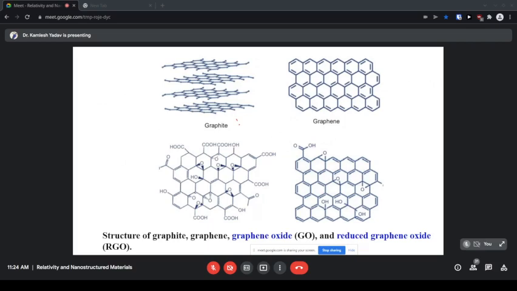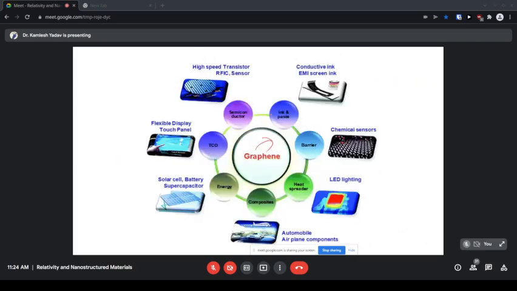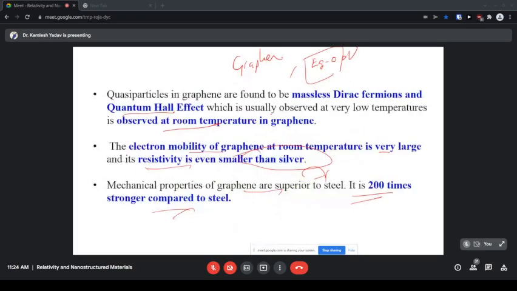Therefore, this is the graphite and this is the graphene, single layer of graphite. Sir, in previous slides, you showed that the mechanical strength of graphene is 200 times that of steel. So how did we calculate this, what type of apparatus do we use? Because it is measuring the mechanical property, you have to use a setup known as a hardness measurement setup, where we can find the hardness of any material.